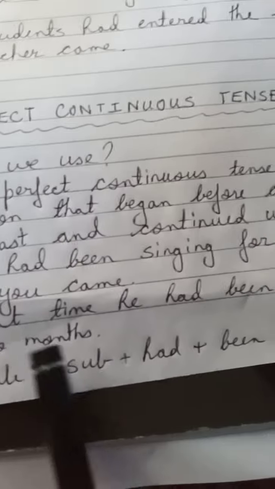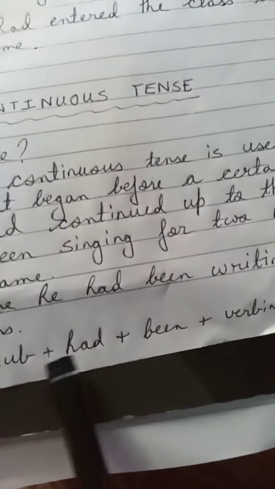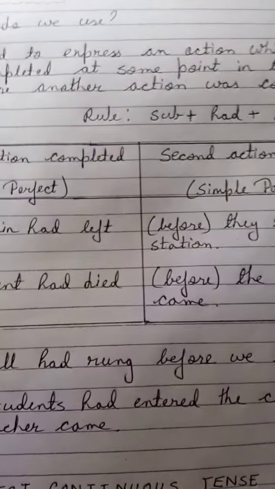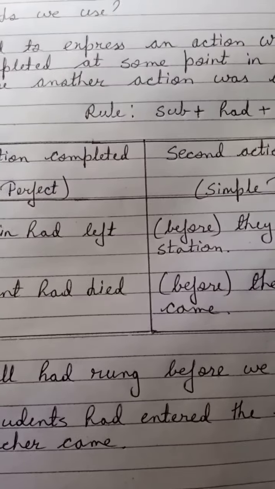Look, the rule is subject plus had plus been plus verb with ing. Had been plus verb-ing. It's the rule of past perfect continuous tense. Now to become more clear, you have to make sentences with past perfect continuous tense.